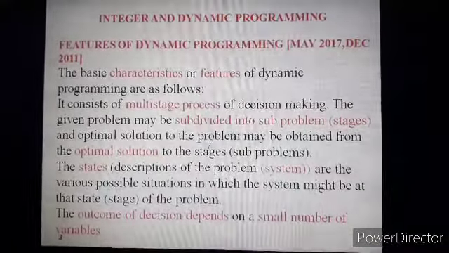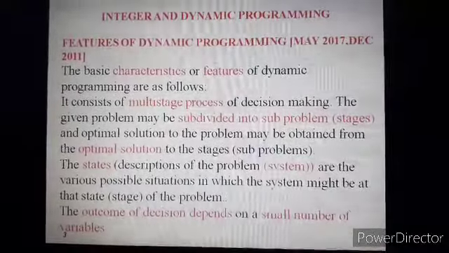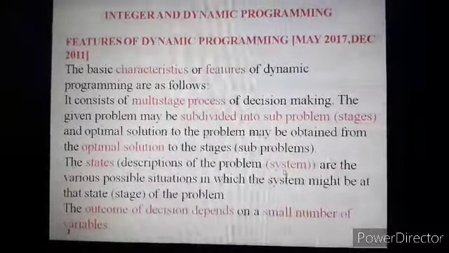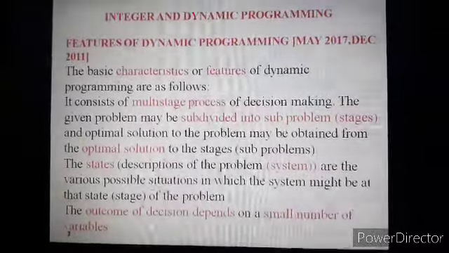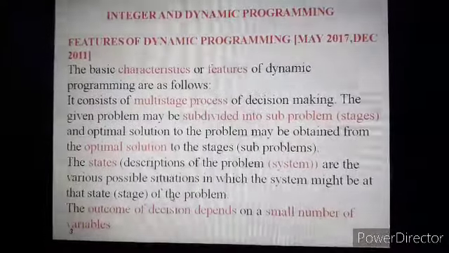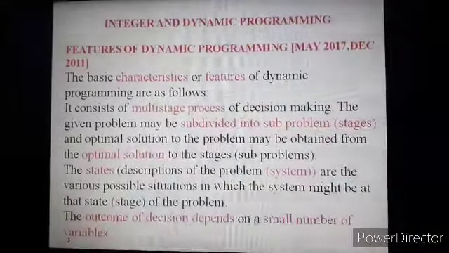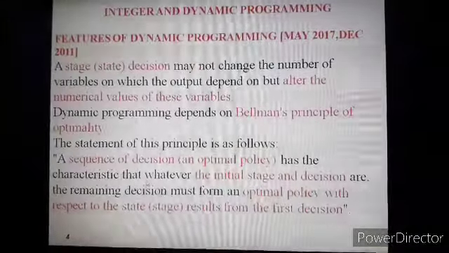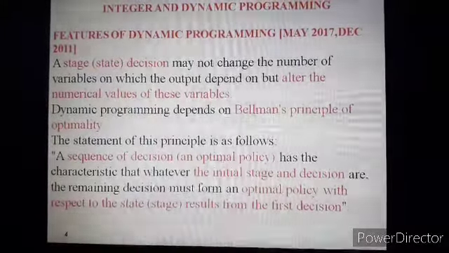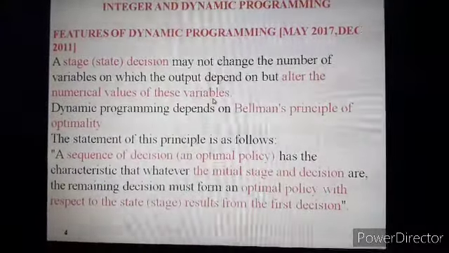An optimal solution to the problem may be obtained from the optimal solution to the stage or sub-problems. Again, the state description of the problem system is referred to as the states. These are the various possible situations in which the system might be at that state of the problem. Again, the outcome of a decision depends on a small number of variables. Again, the stage decision may not change the number of variables on which the output depends, but alters the numerical value of these variables.